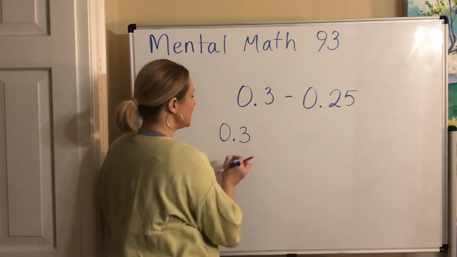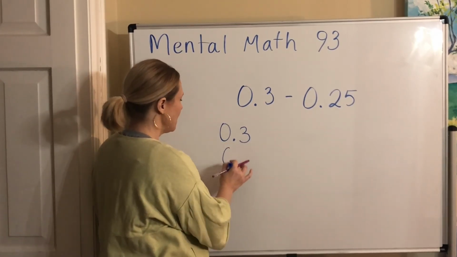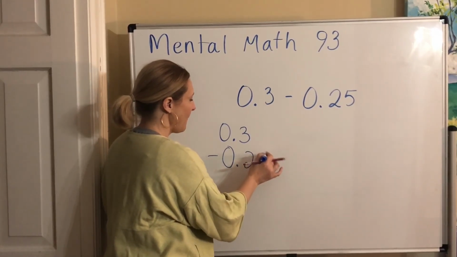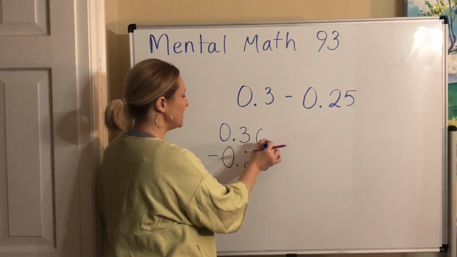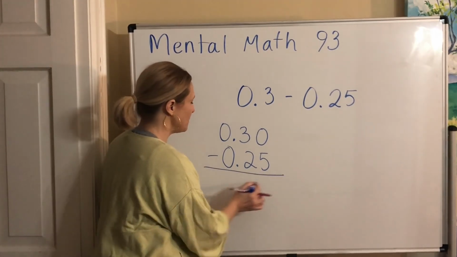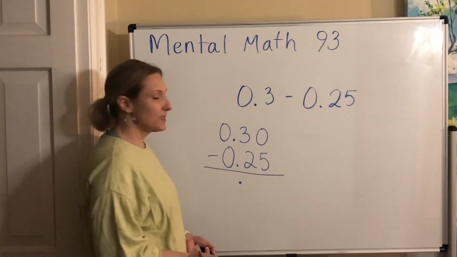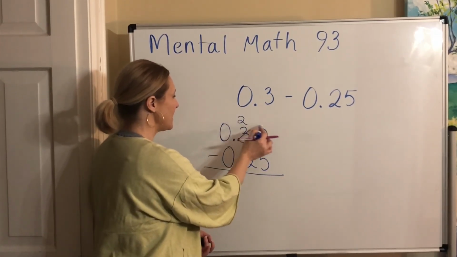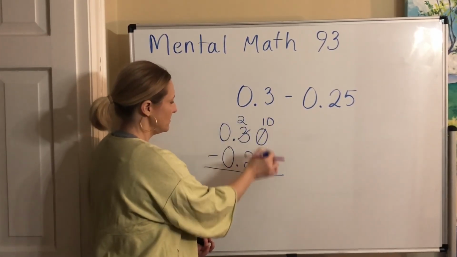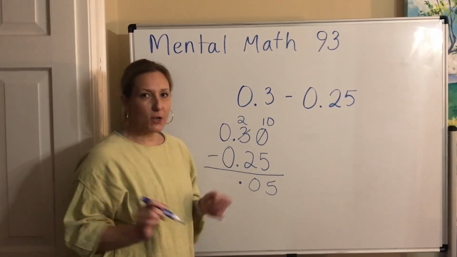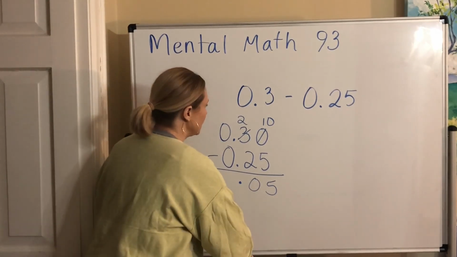So you would have 0.3 here minus 0.25, and then you would annex a 0 here and subtract it like a regular problem, right? Bringing your decimal down. And if we did that, it would be 10 minus 5 is 5, and 2 minus 2 is 0. But I want to show you how to do that mentally.